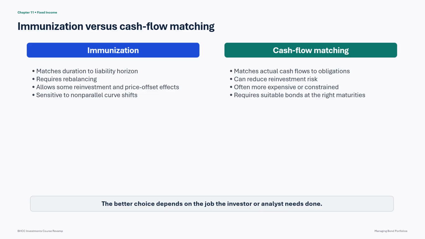The decision depends on the job. A government agency with a legally fixed payment and limited tolerance for uncertainty may prefer a dedicated cash flow match. A pension plan with many long-dated liabilities may use immunization or a broader liability-driven strategy because exact matching across every date would be impractical. There is also a modern implementation lesson.